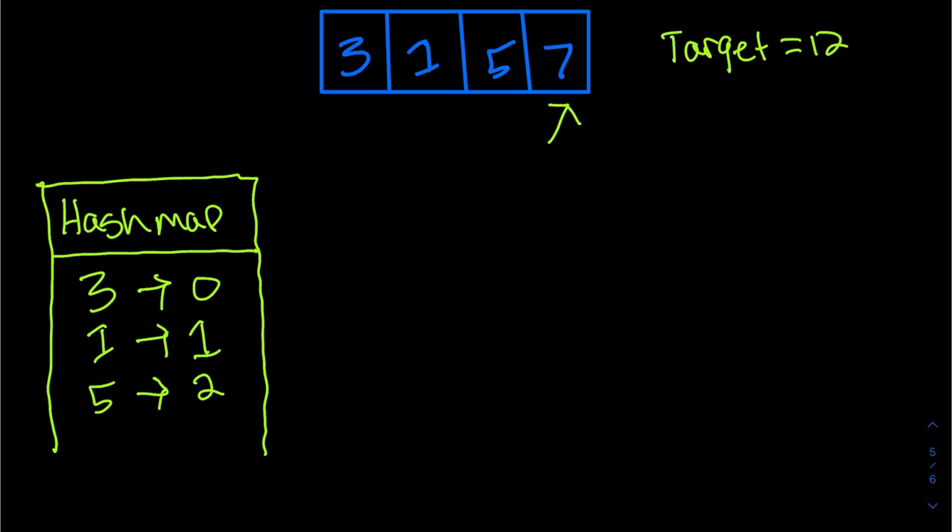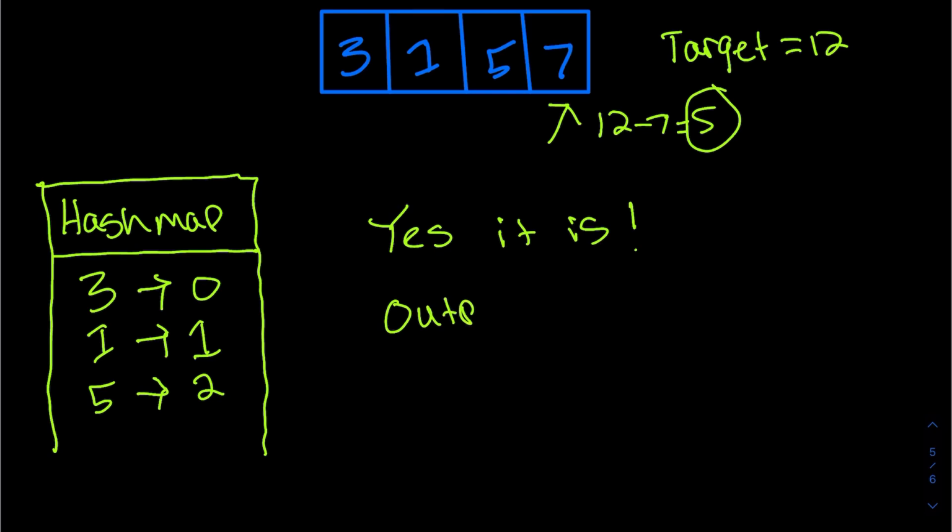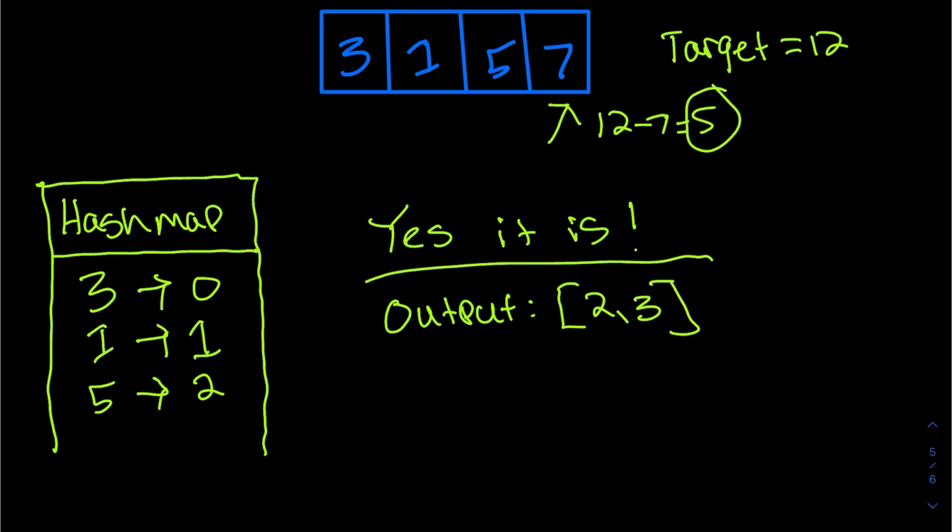And then we say, what number do we add to 7 to get 12? 12 minus 7 equals 5. Now, have we seen 5 before, or is 5 in the hash map? And the answer this time is yes, it is. Woohoo! So all we have to do is get our output and return the index that returns when we put 5 into our hash map, which is 2, and 3 for the current value. And that is the same output we got for the last solution.